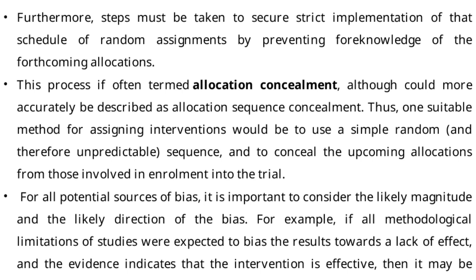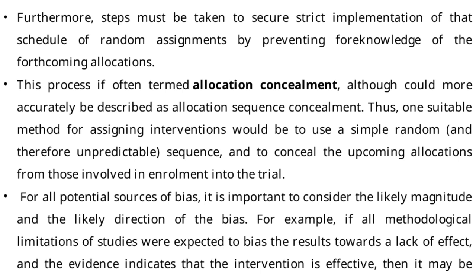One effective method is to use a simple random sequence that's unpredictable, so no one can foresee what the next assignment will be. Along with that, it's important to hide these upcoming allocations from the people enrolling participants. This helps prevent any bias that could influence who is assigned to which group.